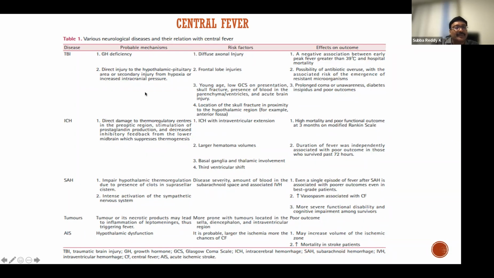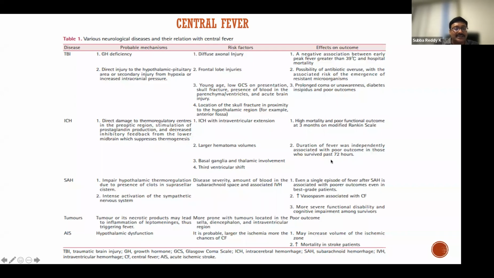we see emergence of resistance in the ICU. And coming to intracerebral hemorrhage: direct damage to the thermoregulatory centers in the preoptic region, stimulation of prostaglandin production, and decrease in inhibitory feedback from the lower midbrain, which suppresses thermogenesis. ICH with intraventricular extension, larger hematoma volumes, basal ganglia and thalamic involvement, third ventricular shift can lead to central fever. And duration of fever was independently associated with poor outcomes.